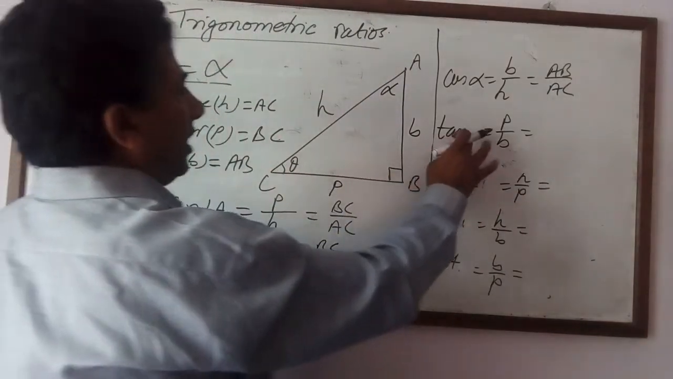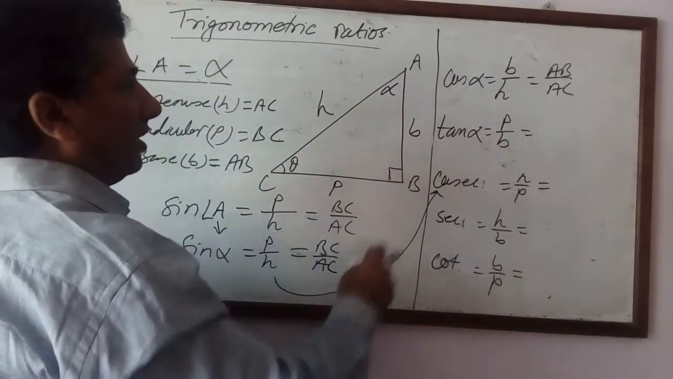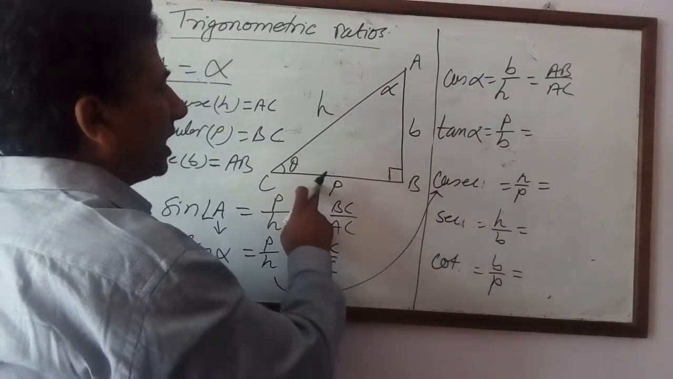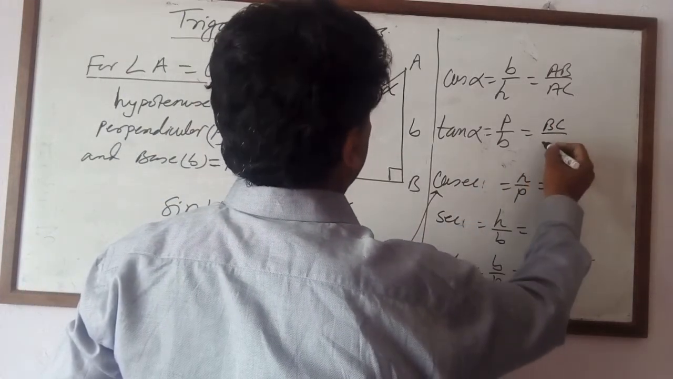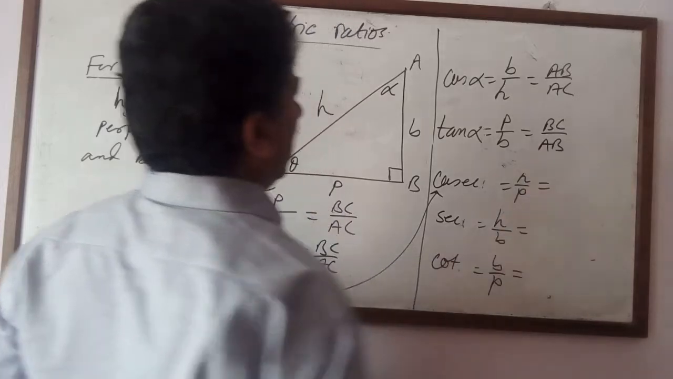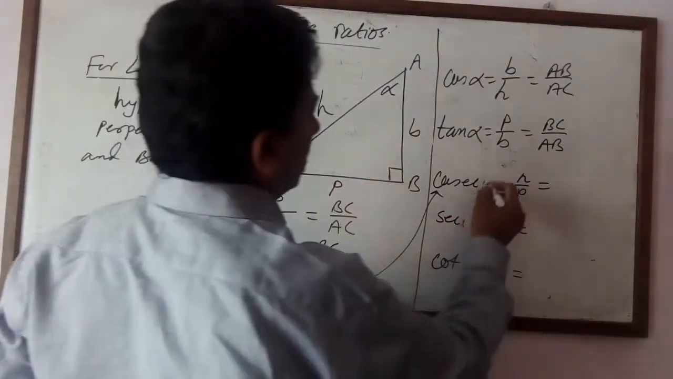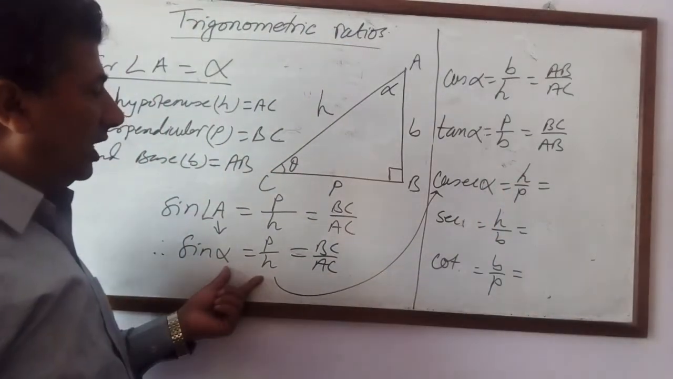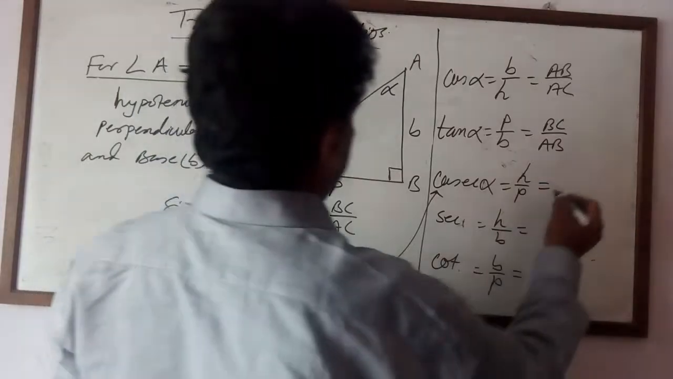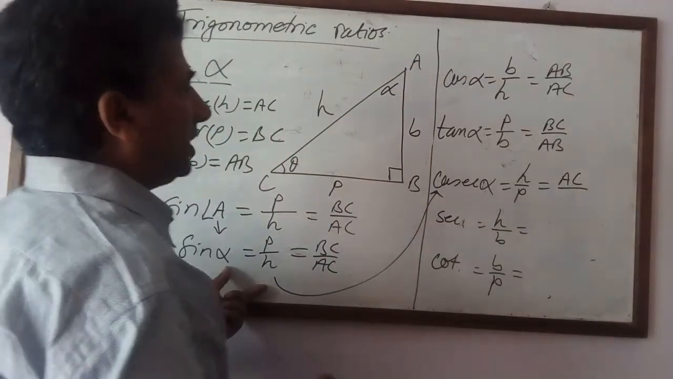For tan alpha, in terms of this angle we write P by B. P means this side, BC. For this angle A, BC, and base is AB. Now for cosec alpha, H by P, just the opposite of this one, H by P. H is AC, P is BC.